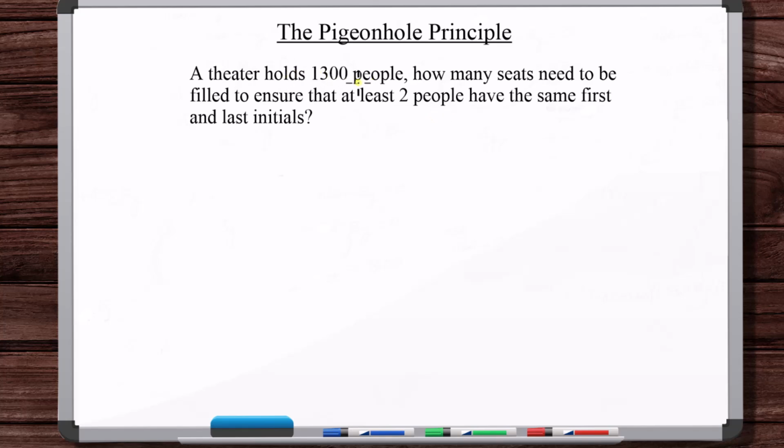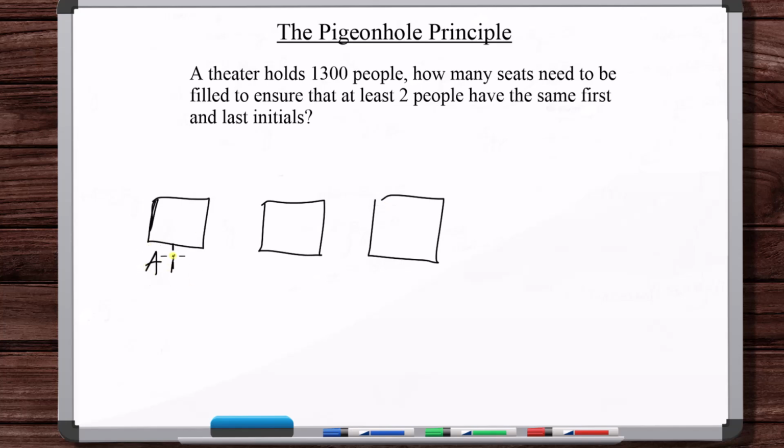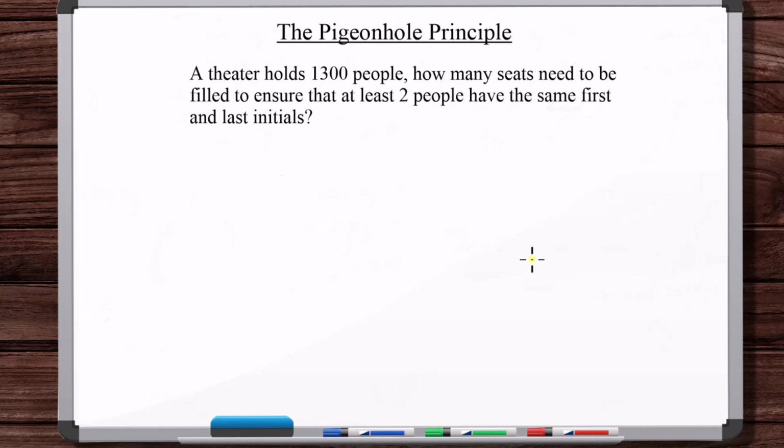We're solving for n. The pigeonholes are the different possibilities for first and last initials. So this would be like A and B, a person whose first name starts with an A and last name starts with a B. This would be A and C. This could be A and A. Those are the pigeonholes. So what are the total number of possibilities for a first and a last name, or starting with a certain letter?